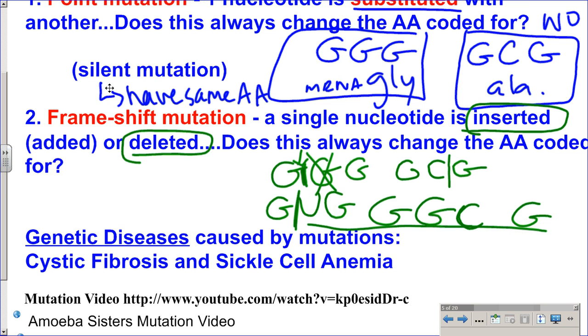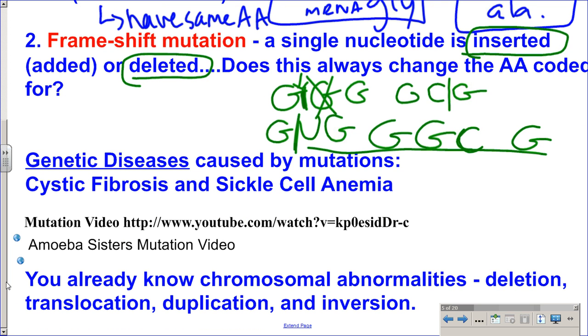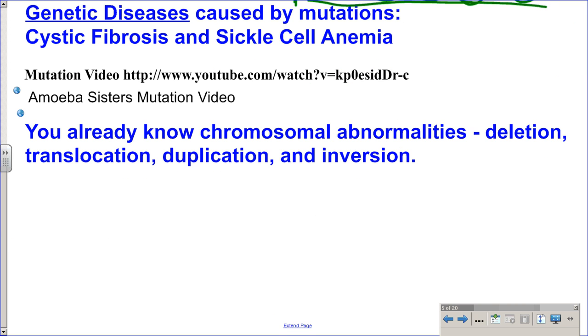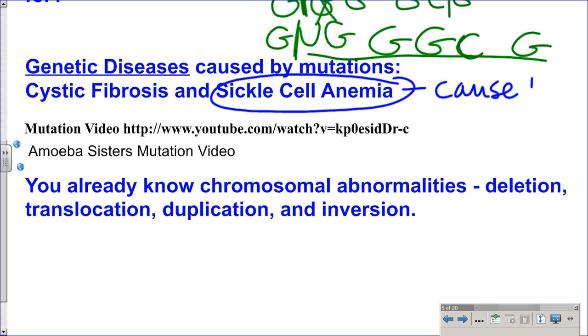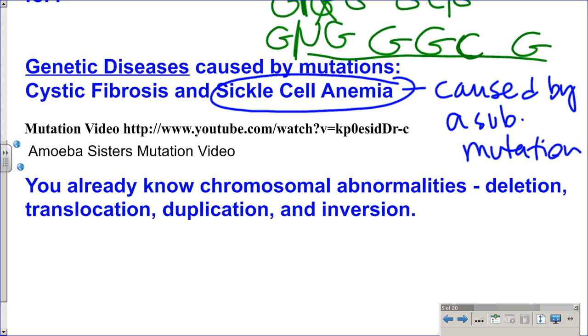Okay, so an example of this is cystic fibrosis. But sickle cell is what I really want to focus on. We talked about sickle cell anemia, and how it had those sickle-shaped blood cells. It carried less oxygen, right? This one right here is caused by a substitution mutation. That is an important fact to know.